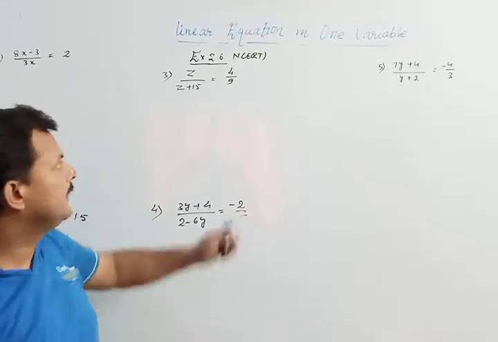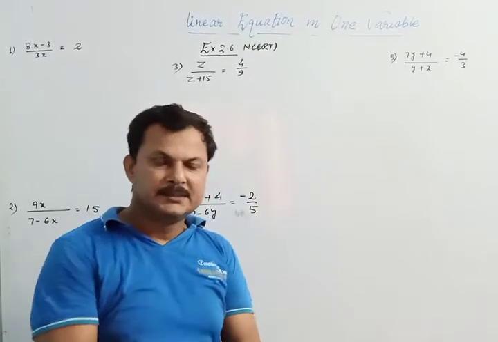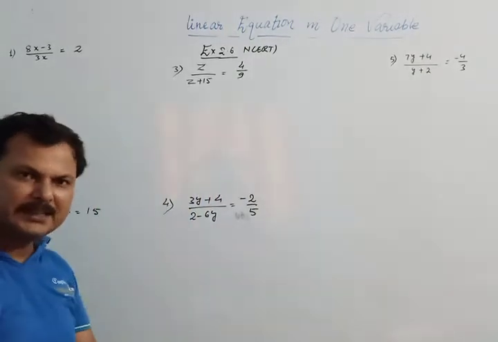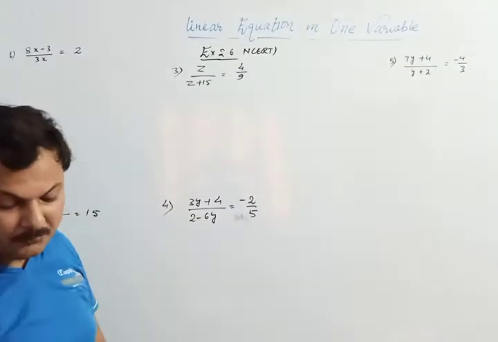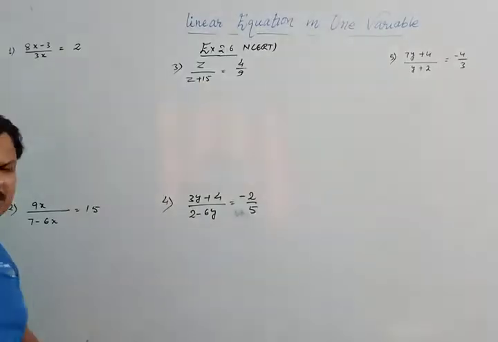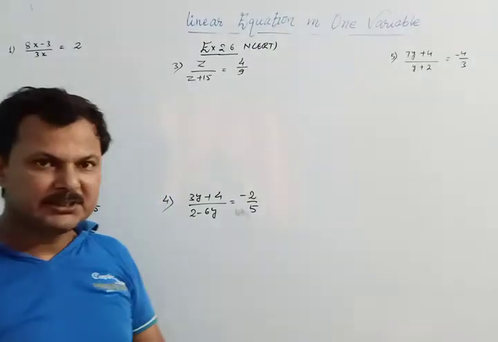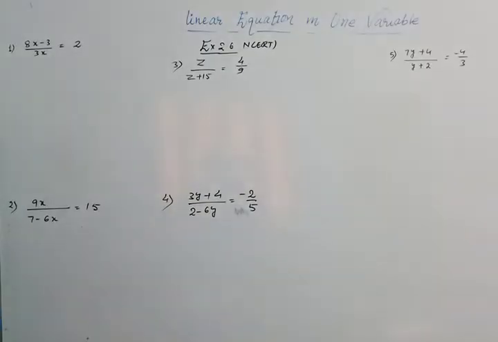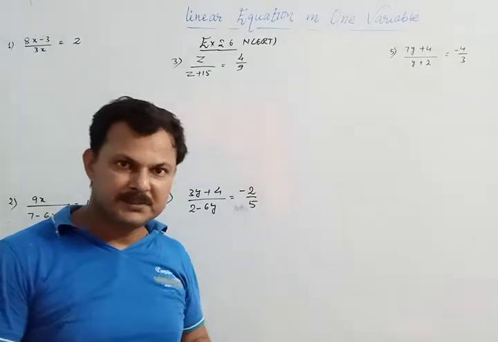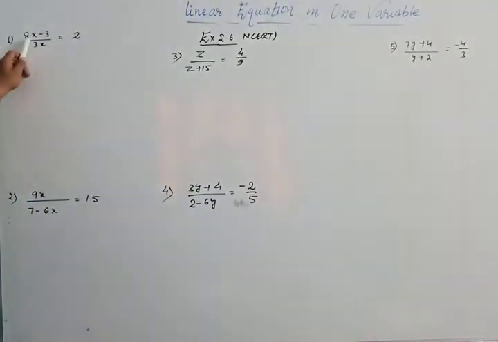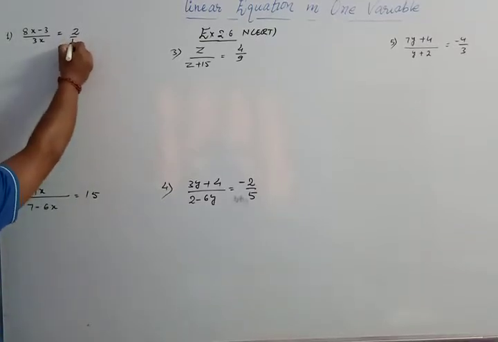Hello students, again we are in exercise 2.6 NCERT of class 8, linear equations in one variable. Here again we have to solve for x, or according to the question, solve for the variables. Clear? So this is again a linear equation but not given in general form. First of all we have to convert the given equation into general form, then solve. Here we observe it is given in fractions, so first of all we have to cross multiply.